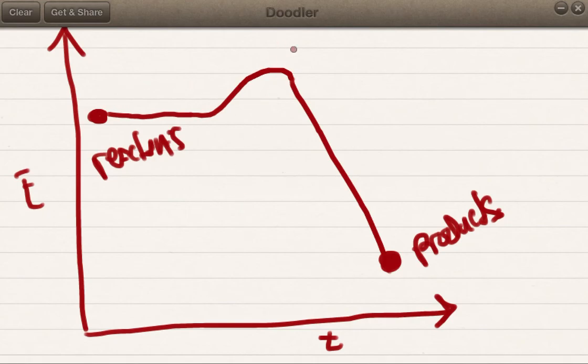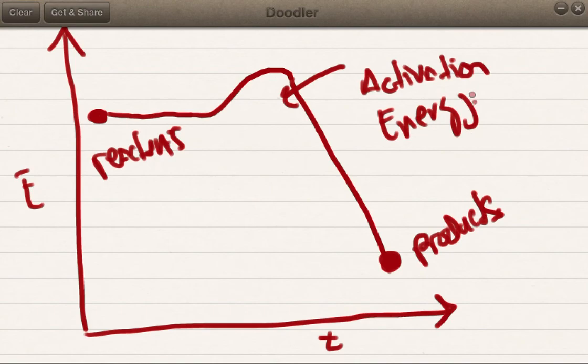So there needs to be a certain amount of energy. I need to get over this barrier, and this barrier here is known as the activation energy. Getting over this energy barrier in a chemical reaction may be as simple as stirring things up, just adding a little bit of kinetic energy to get things to mix up, and then I get over that hump and the reaction occurs. But all chemical reactions have some sort of activation energy.